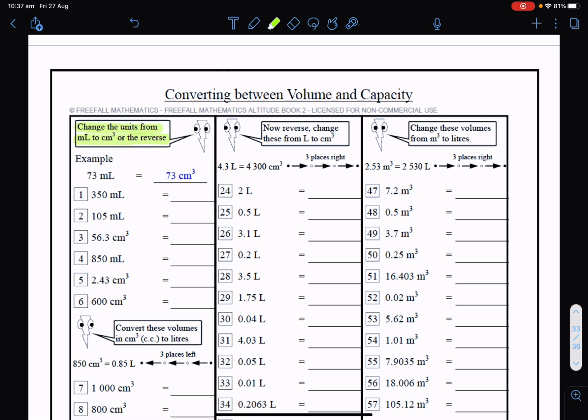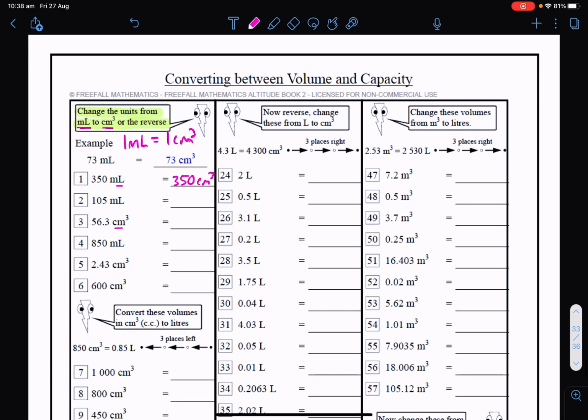So I suggest when you do these ones is go up and look at your conversion table and work out, well, what information do I know? I know that millilitres to centimetres cubed, well, 1 millilitre equals 1 centimetre cubed. So this is a nice easy one. It's just 1 for 1, isn't it? So if I've got 350 millilitres, I have 350 centimetres cubed, okay? If you've got centimetres cubed, you're going to turn it to millilitres. So that one's nice and easy.